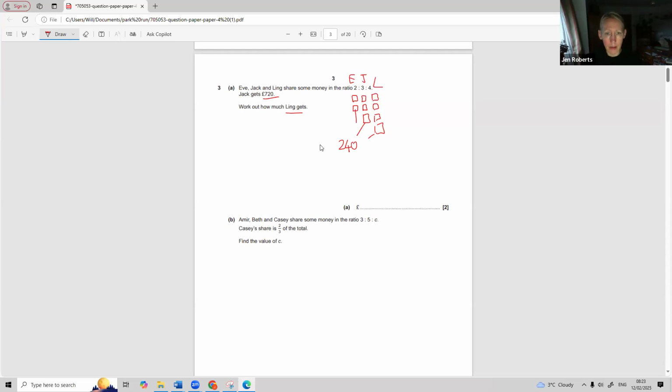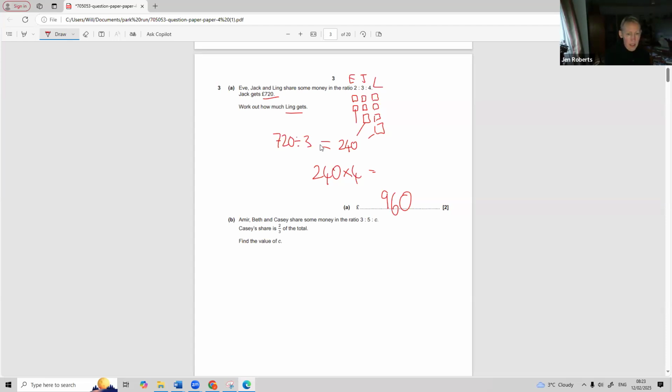How much does Ling get? Well, Ling's got 4 boxes. Hang on, let me just put a bit of working out here. So Ling has 4 boxes, each with £240 in, so £960 in total.